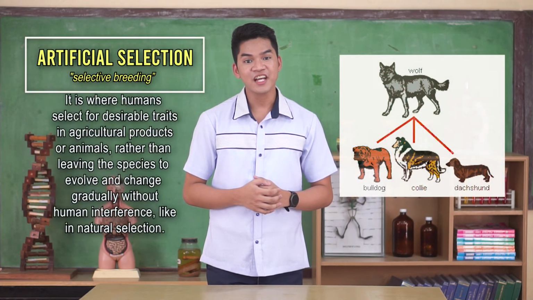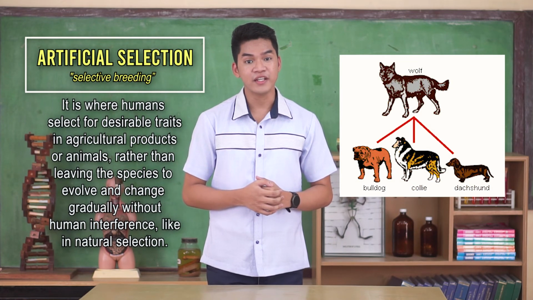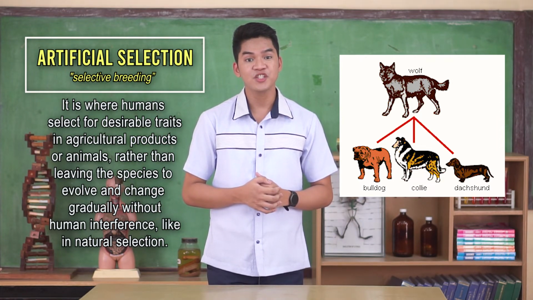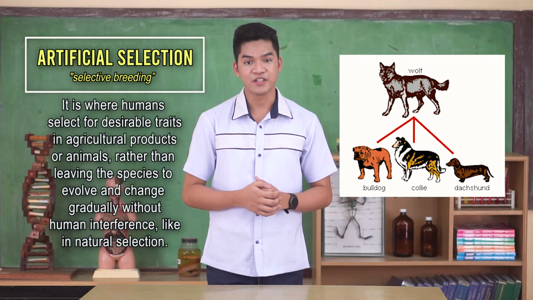There is another type of selection in addition to natural selection. Artificial selection, also called selective breeding, is where humans select for the most desirable traits in agricultural products or animals, rather than leaving the species to evolve and change gradually without human interference, like in natural selection.